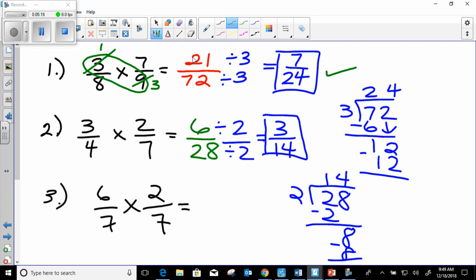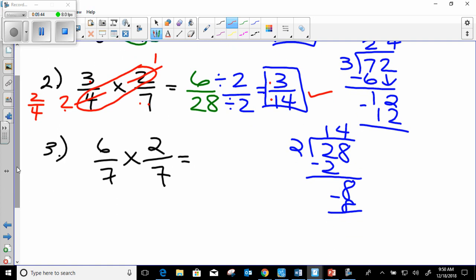I can't cross cancel the 3 and the 7, but if I look at the 2 and the 4, think about it. 2 over 4, I can reduce that by dividing by 2. So 2 divided by 2 is 1. 4 divided by 2 is 2. Now, 3 times 1 is 3. 2 times 7 is 14. I'm done.